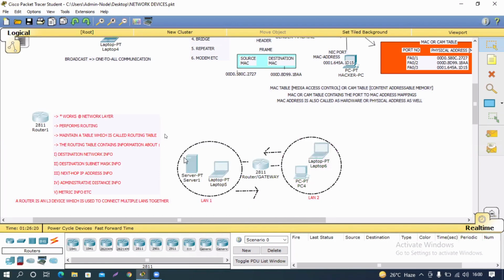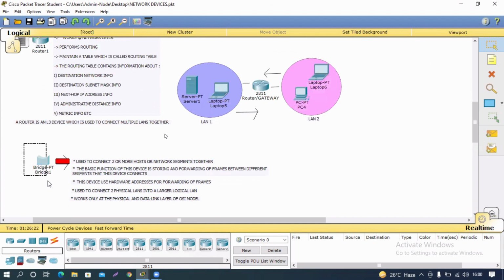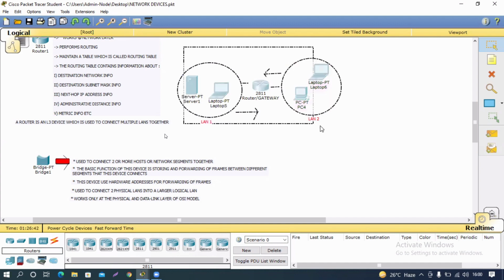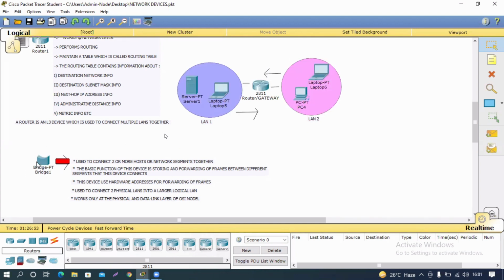Coming to the next device, bridge. As the name suggests, everyone, bridge is simply bridging multiple LANs together. If you want to connect your LAN number 1 to LAN number 2, meaning you want to bridge them together, this is exactly when you use this device. Let's say you want to join both these LANs, LAN 1 and LAN 2, together, so that you can make a bigger LAN. This type of concept is achieved using the bridge device.